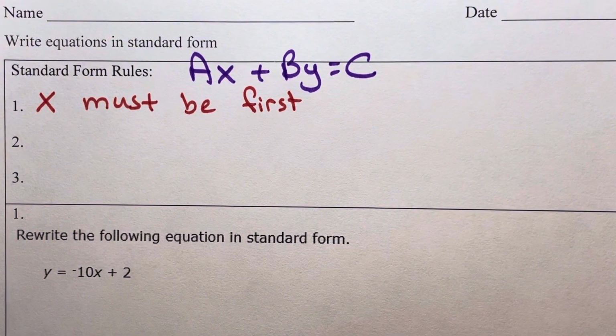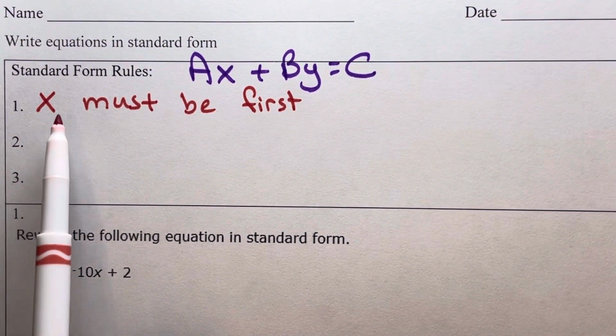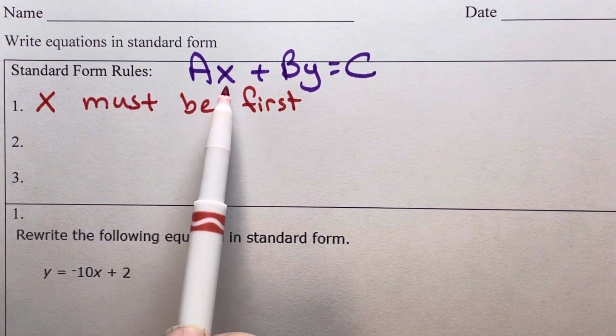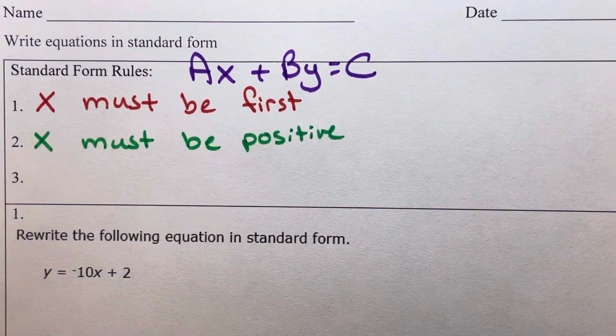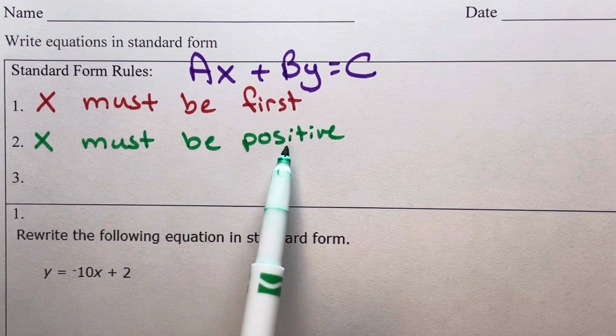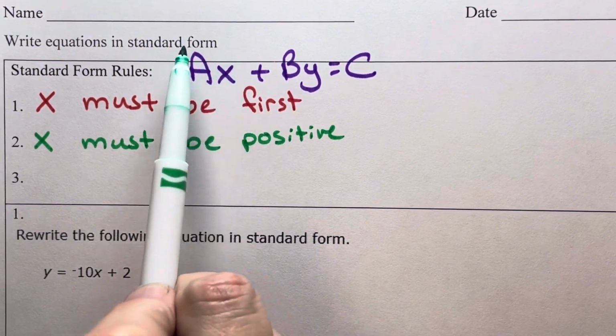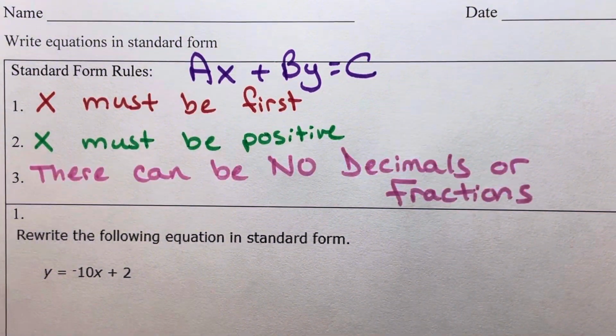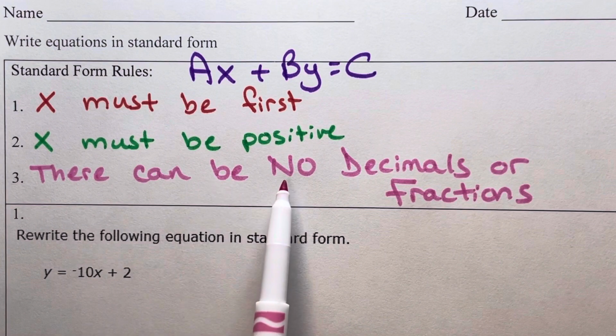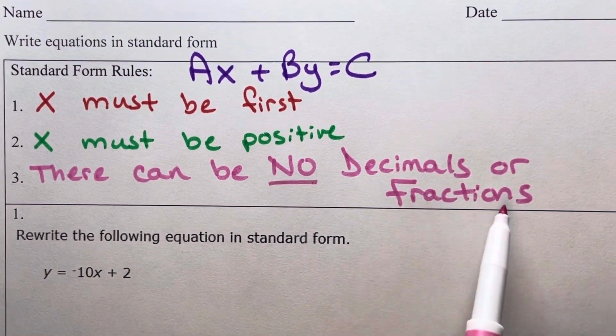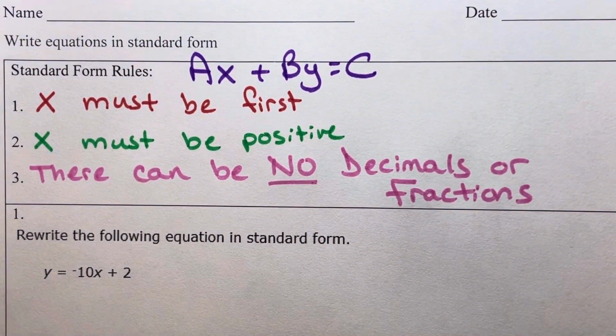The first rule is that x must come first in your equation. The second rule is that x must be positive. So x has to come first and x has to be positive. The third and final rule is that there can be no decimals or fractions in your equation anywhere.